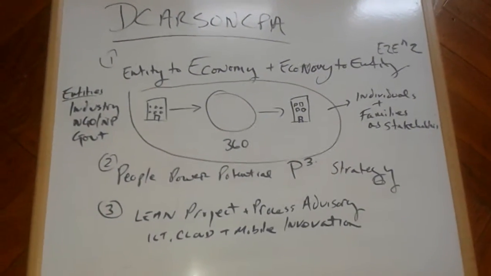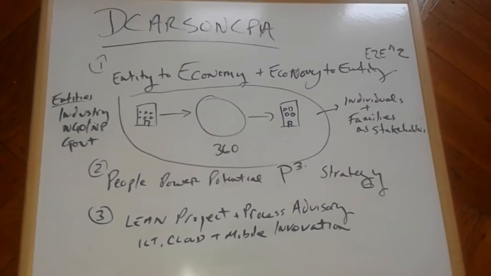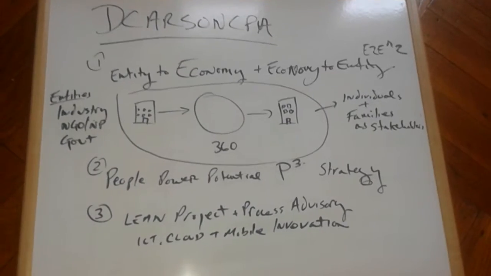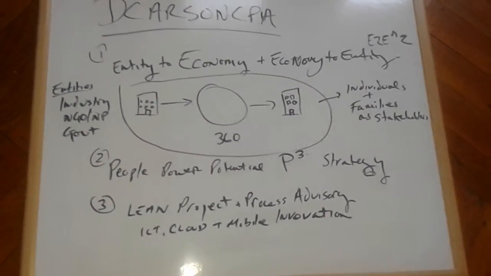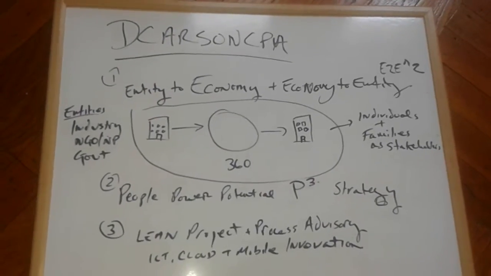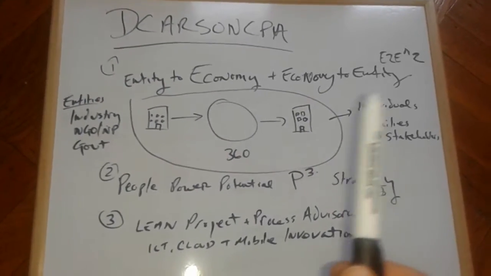Carson, the DCarsonCPA lines, introducing entity to economy, people power potential, and lean project process advisory strategy. Basically, our lines break out into three parts. It's entity to economy and economy to entity lines.